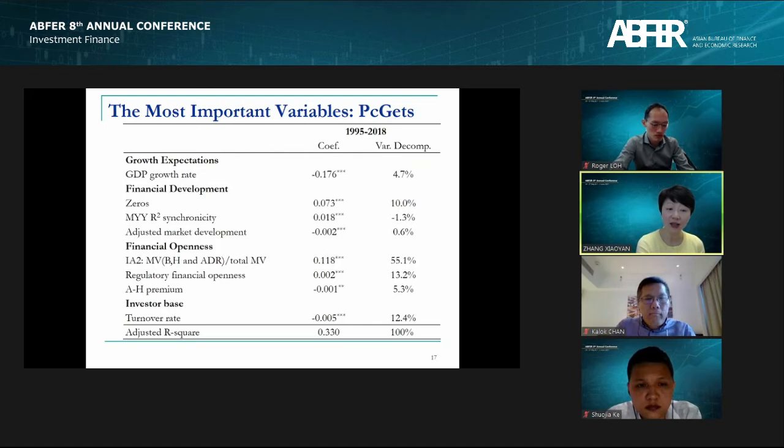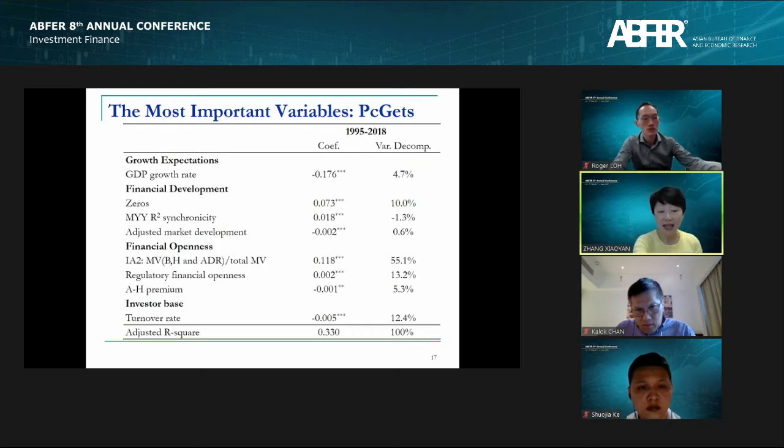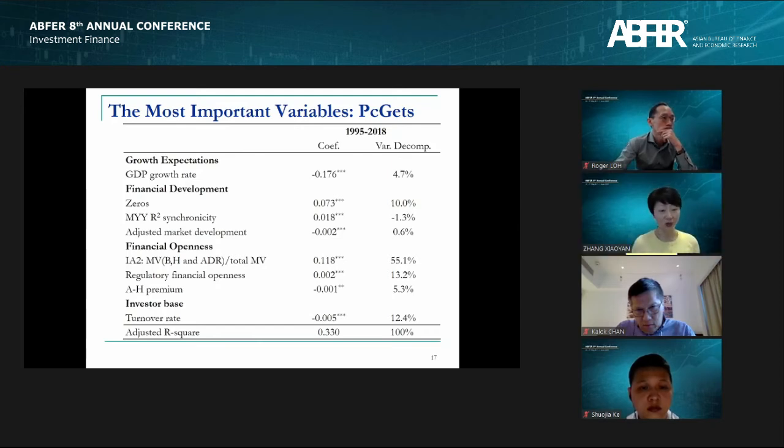Now, for the regulatory financial openness, you might wonder, what's that? Well, there are 6 regulations like the QFII, RQFII, QD, Hong Kong Connect. There are 2 Hong Kong Connect, and there is MSCI inclusion. So that is 13% as well. At the end, we have turnover rate. Some people think that this is a liquidity measure. Some people think it's a retail investor proxy. Here, I'm just going to say it's a turnover rate that explains 12.4%.